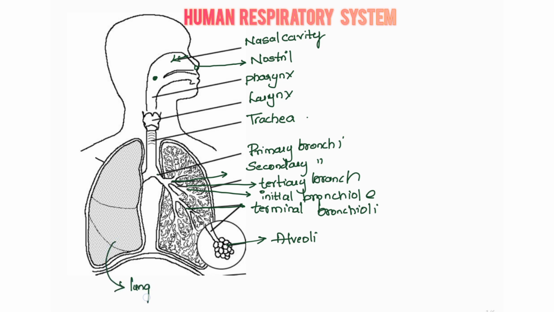Humans have a pair of lungs, and the lungs are covered by a double membranous structure. This double membrane is known as the pleural membrane. There is an outer pleural membrane and an inner pleural membrane. In between the pleural membranes there is a fluid which is known as pleural fluid. The pleural fluid helps in avoiding friction of the lungs. So that's all about the human respiratory system.